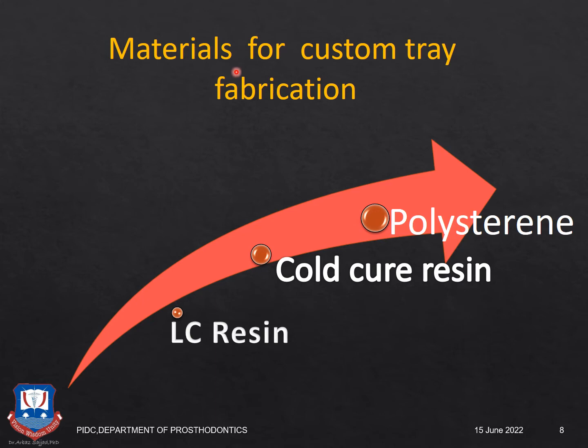So, what are the various materials used for fabrication of custom tray? We can use self-cure resin, also known as cold cure resin, which is most widely used all around. We can also use polystyrene, which is a type of polyethylene material or plastic material. Here at PIDC, as you all know, we use light cured resin sheets, that is light cured composite resin sheets, for the fabrication of the custom tray as well as for the fabrication of record bases.